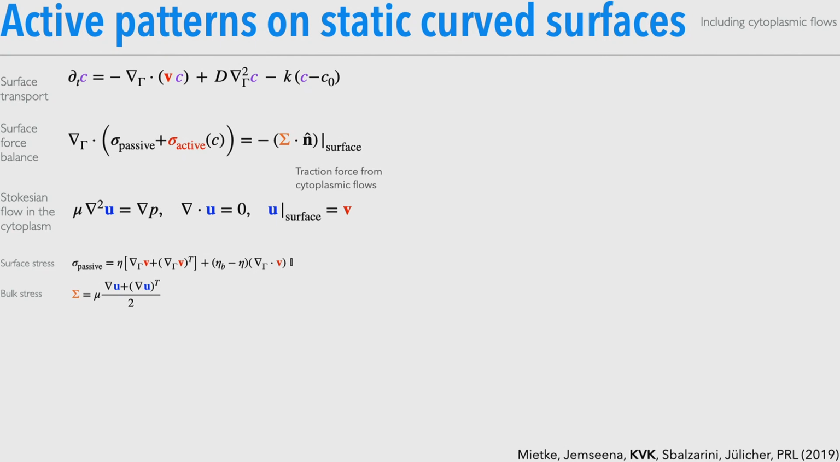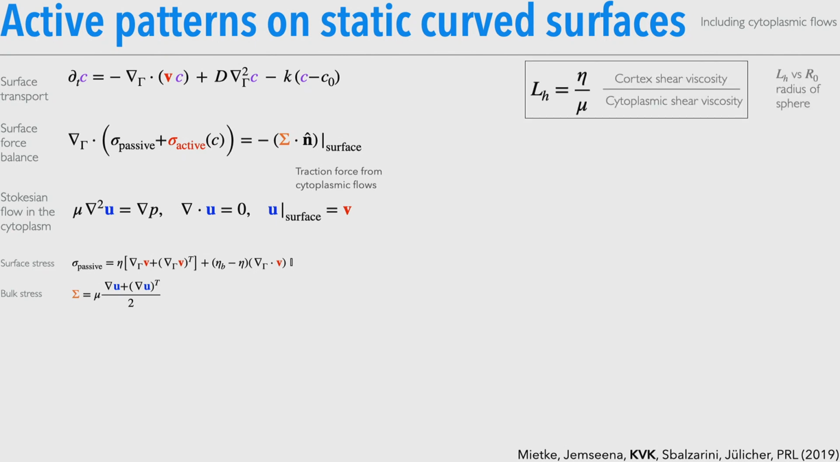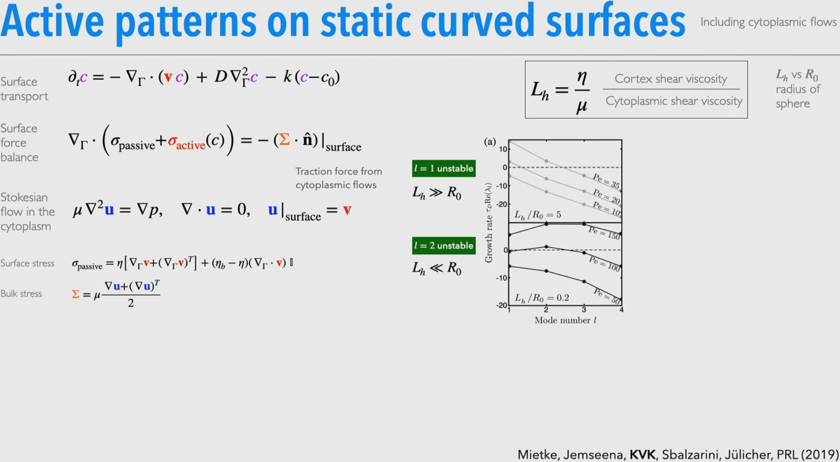You can take this system and again do a linear stability analysis and show that there is a certain length scale, which is basically the ratio of the shear viscosity of the surface to the shear viscosity of the bulk. It's really the competition between this length scale and the size of the sphere that matters. In the limit where this hydrodynamic length scale is much larger than the radius of the sphere, you get an instability of the L equal to 1 mode in spherical harmonics. In the other limit, where the hydrodynamic length is much, much smaller compared to the radius of the sphere, you get an L equal to 2 instability.